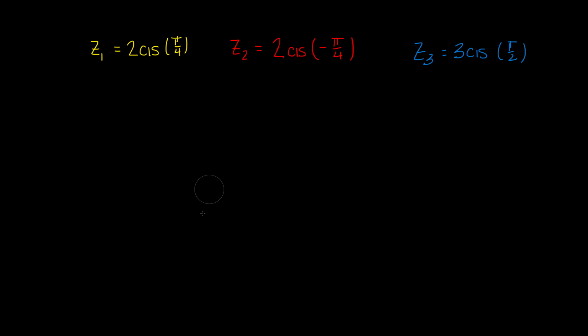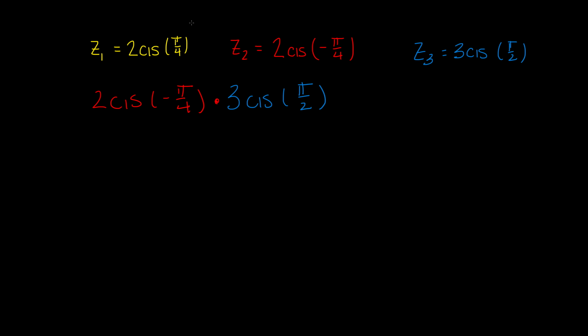So the second one we're going to explore here is the 2 CIS negative pi over 4. Let me learn from my last mistake. Let me just add a new layer in here so that it's not with the original layer. And I'm going to say 2 CIS negative pi over 4, and we're going to multiply that by 3 CIS pi over 2.